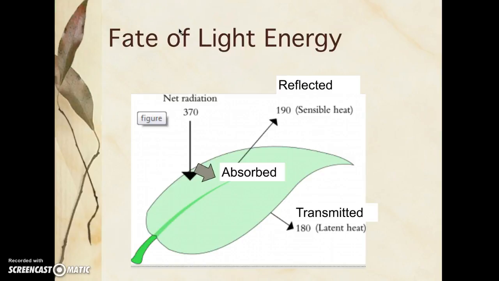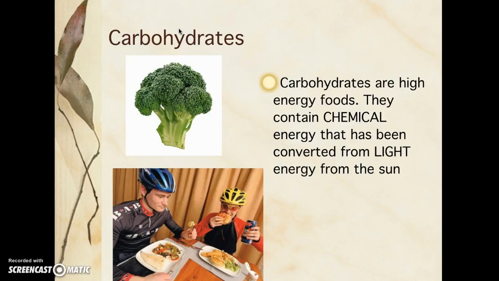When the light energy reaches the leaf, only some of it is absorbed for photosynthesis. Some of it is reflected, some of it is transmitted. Carbohydrates are high energy foods. Now you've got light energy entering the plant and being converted to chemical energy. You then eat that food and convert that chemical energy in the food into chemical energy in your body that can be used for kinetic energy, for you to move around, and for other chemical processes.